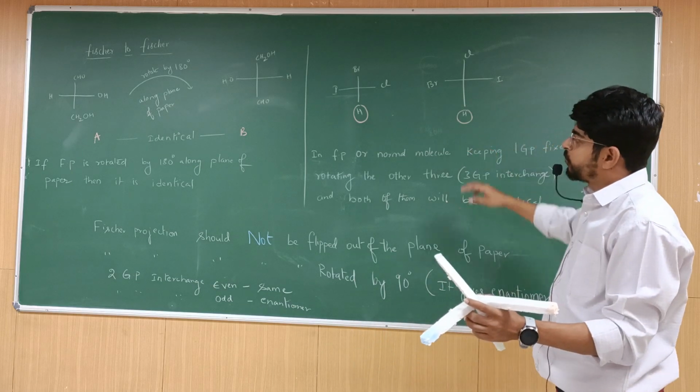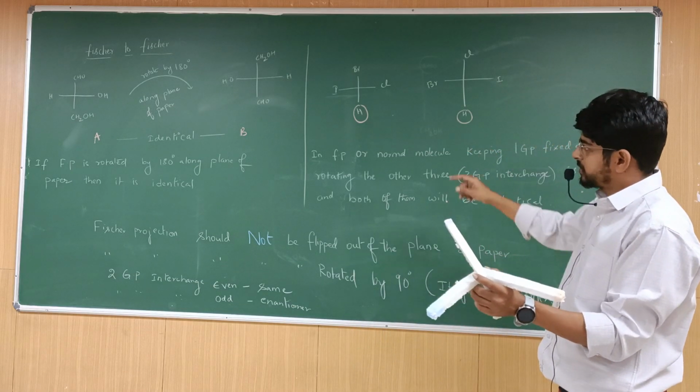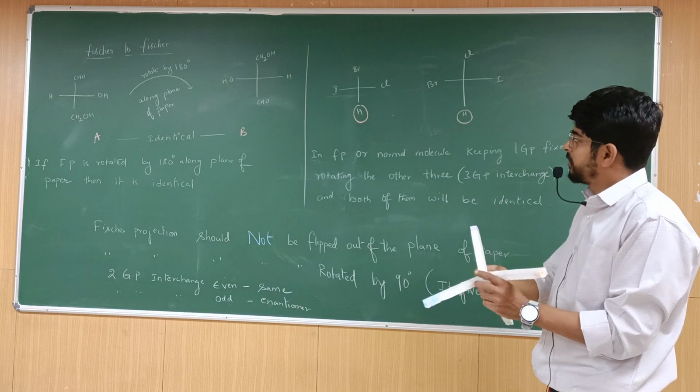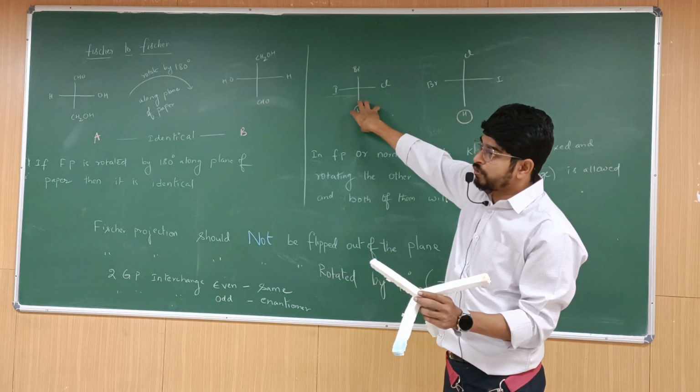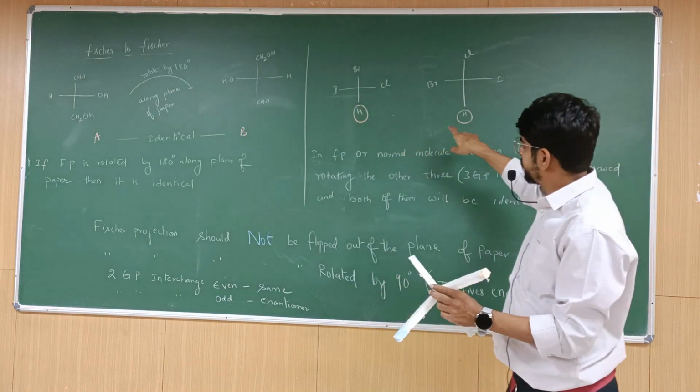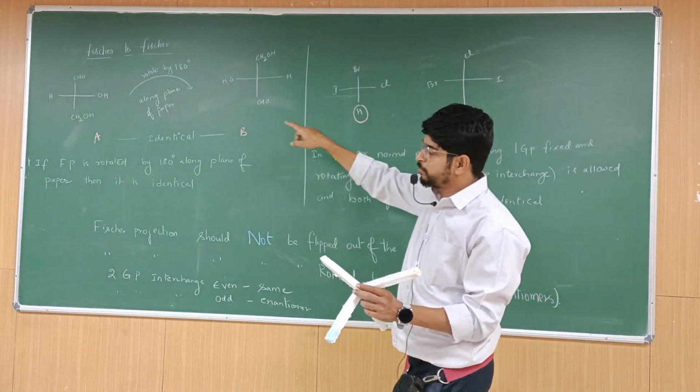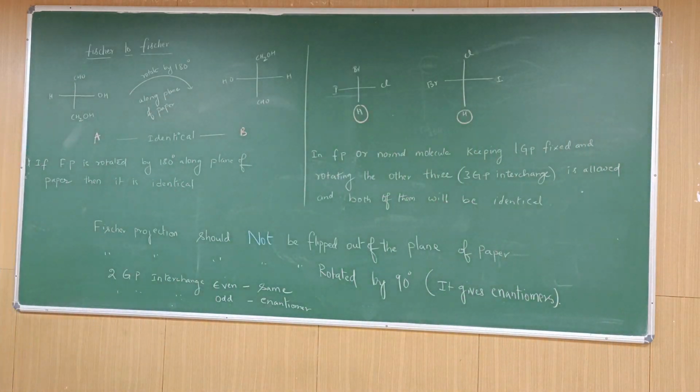One more thing that we can do is a 3-group rotation. What is a 3-group rotation? Let us read this way. So this is one Fischer projection. I am keeping one of the groups fixed. So hydrogen's position is fixed and I am interchanging the position of the other groups. What do I mean by this interchange?